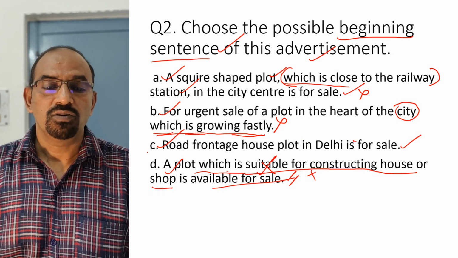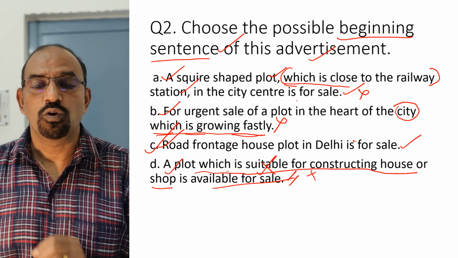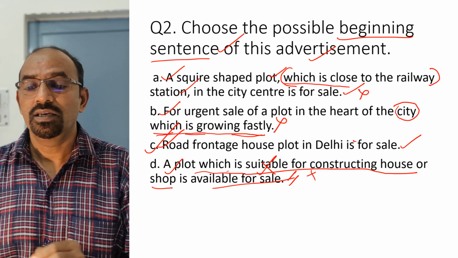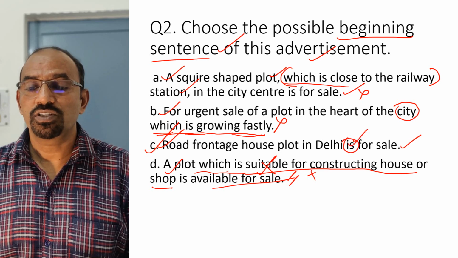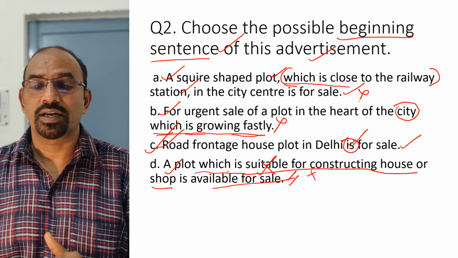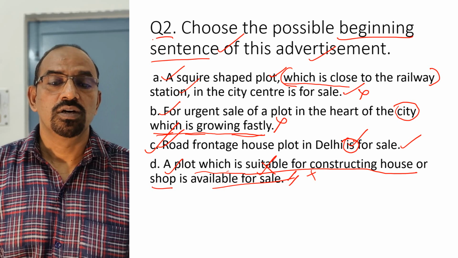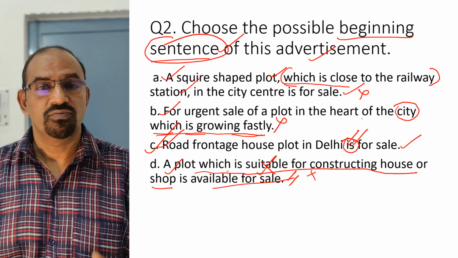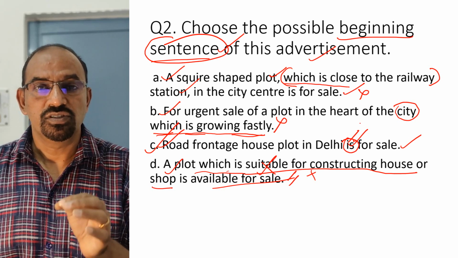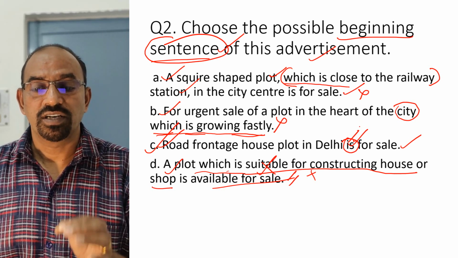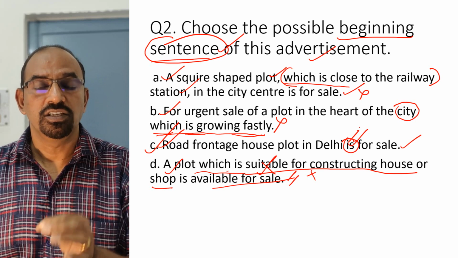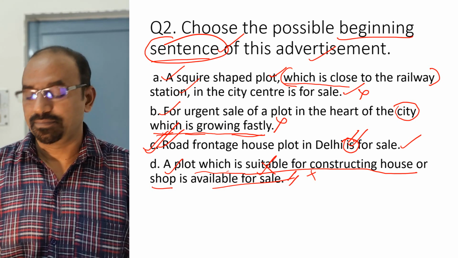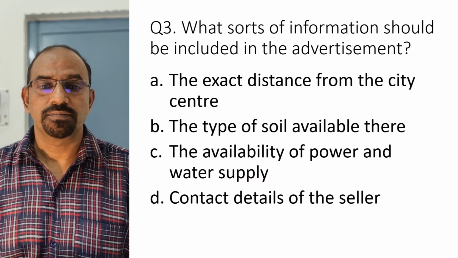So out of these four, C is the right option. Road frontage house plot in Delhi for sale. Is it "for sale" or "is for sale"? Both are correct. But here you are asked to write the sentence, so a verb is essential for a sentence. So "is" is included: Road frontage house plot in Delhi is for sale. So C is the right beginning. Let's move on to the next question.